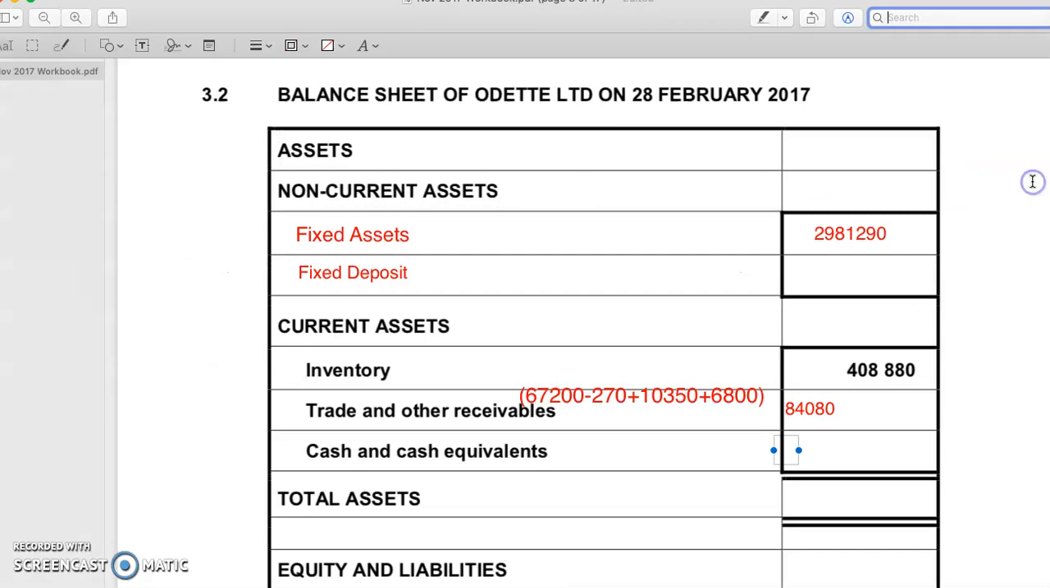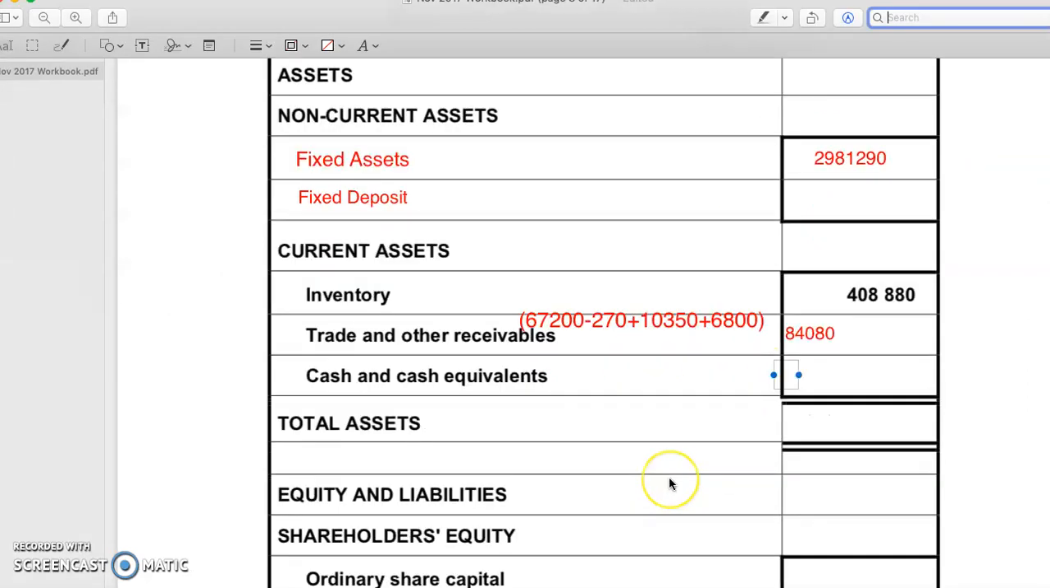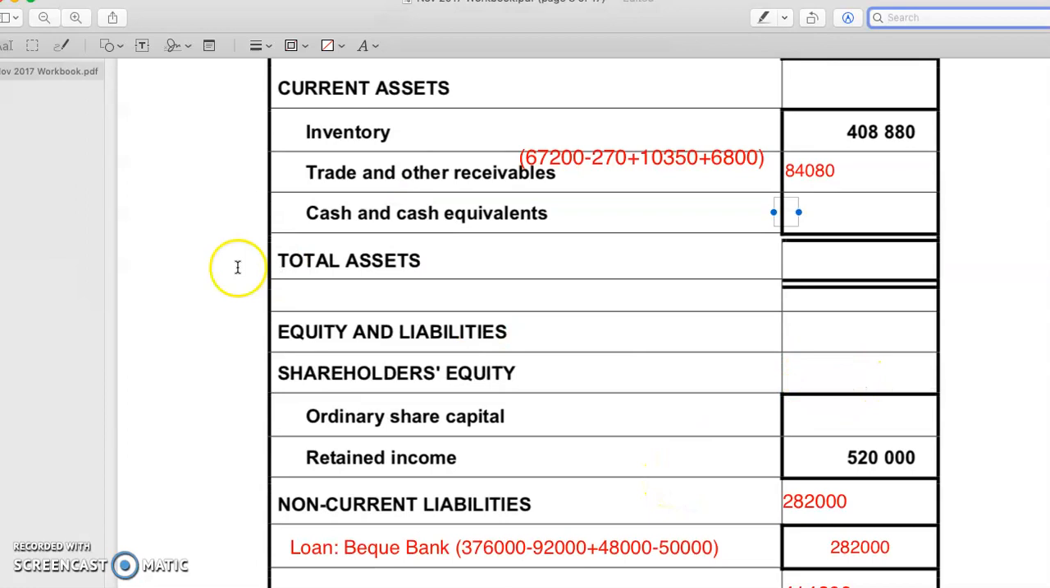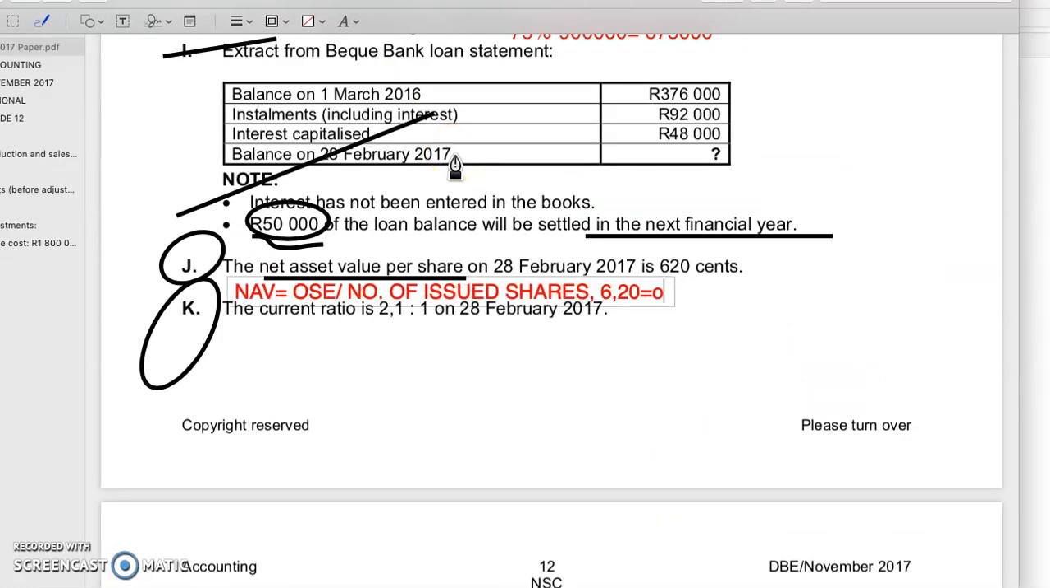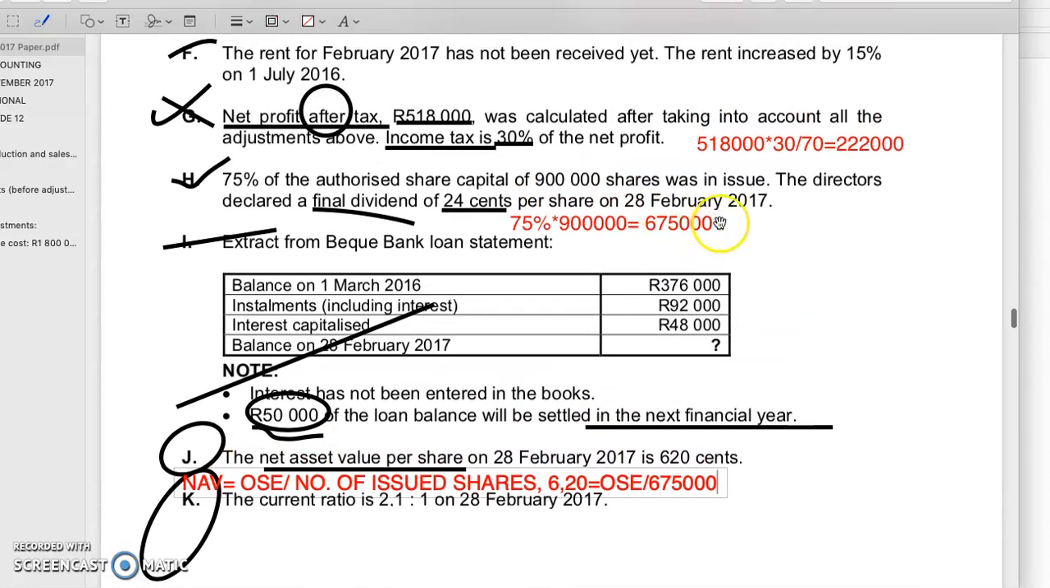Let's go to our balance sheet. We don't have ordinary shareholders' equity. We don't have this amount. So that's what we're trying to calculate here. Because we do have the number of issued shares, and the number of issued shares is 675,000. Do you remember that we calculated this earlier? Here it is. 75% of 900,000 shares. So our mystery here, what we're trying to calculate, is ordinary shareholders' equity.